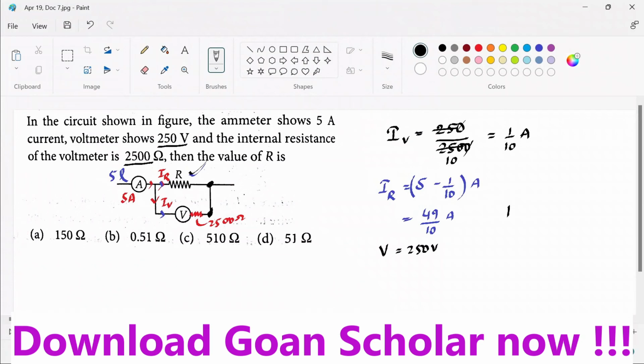Yes. R will be equal to voltage across the resistor upon the current across the resistor. So here VR is 250, IR is 49 by 10. So 10 goes on the top, 2500 divided by 49. Let me calculate using the calculator for a minute to save time. 2500 divided by 49 is 51.02. Is there any option for 51.02? Yeah, 51 is there. So the correct option is option D.